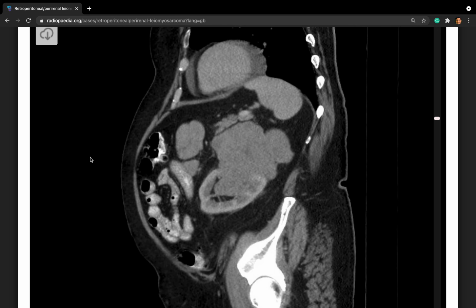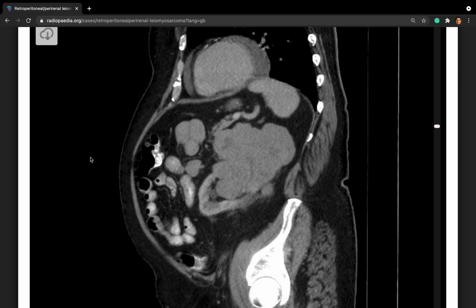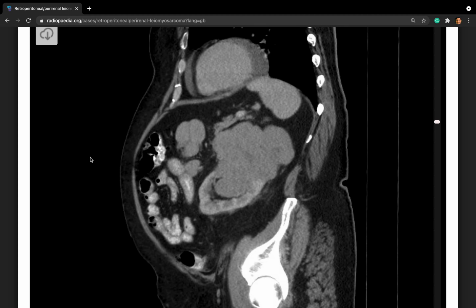Yeah. So, all right. So his options are, one, once he is stable, then he has to undergo a radical nephrectomy on the left side and a possible partial nephrectomy on the right side.